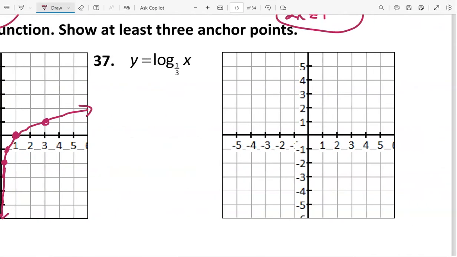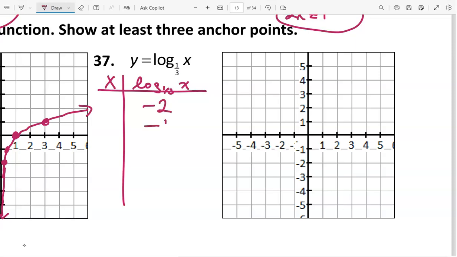All right, in number 37, we can work this one similarly. So x and log base 1/3 of x would give us our y values. And if the logarithm equals an exponent, then the logarithms are just the exponents. So I'm going to put my standard 5 in there for the values of the exponents. Our base is 1/3. 1/3 to the negative 2 is positive 9. 1/3 to the negative 1 is 3. 1/3 to 0 is 1. 1/3 to the 1 is 1/3.